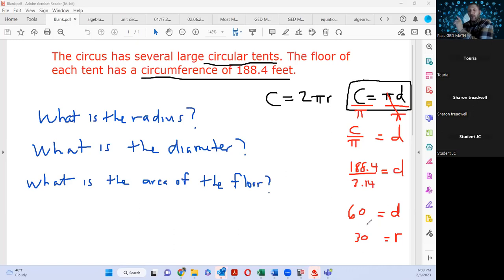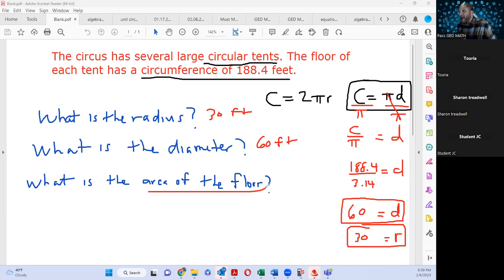I love it. So understand what we did. The reason I chose that second formula is because I heard somebody say they used the first formula, and that's fine. But how many steps did we take to find the diameter? All we did was take the circumference and divide by pi. That's easy. But we should also know that the radius is half the diameter. So 60 divided by 2 is 30. So we know our radius is 30 feet and our diameter is 60 feet.